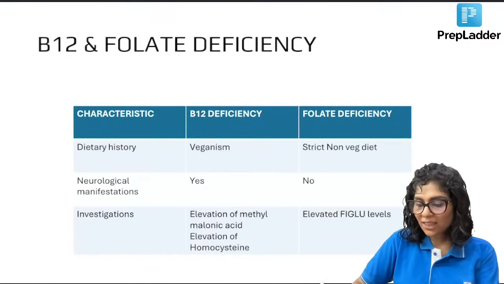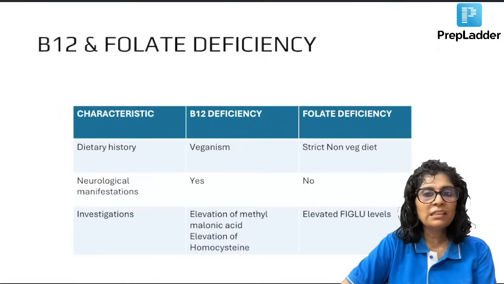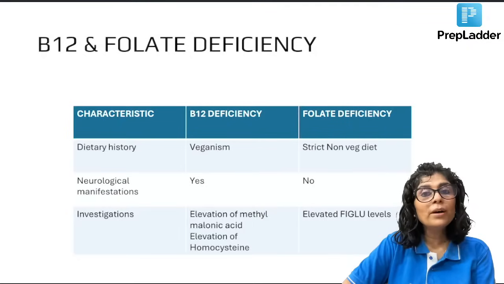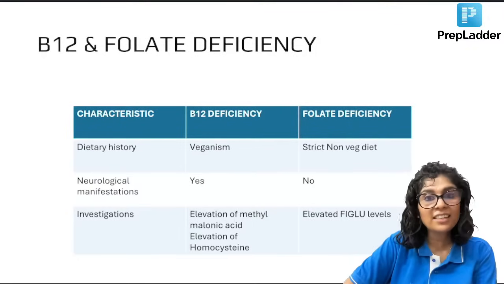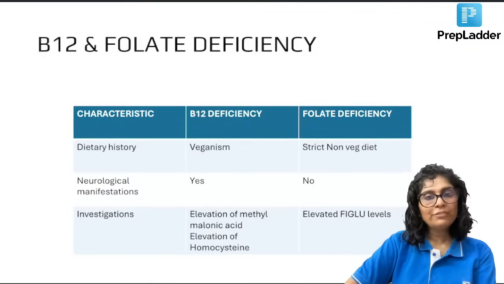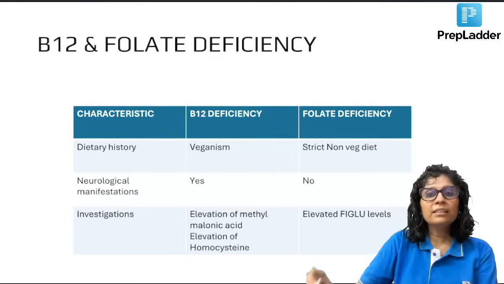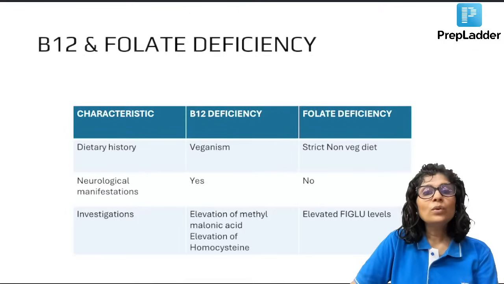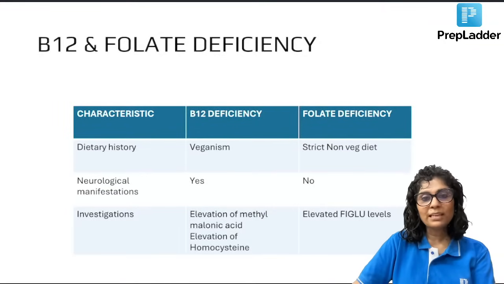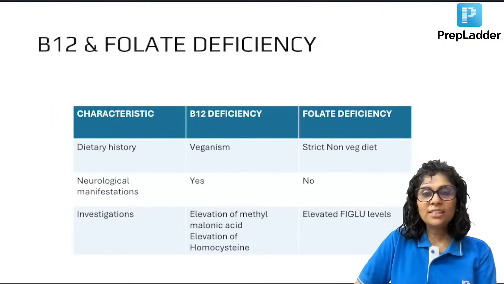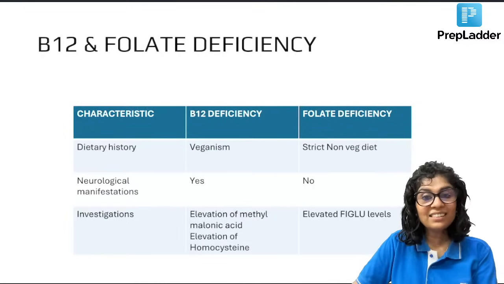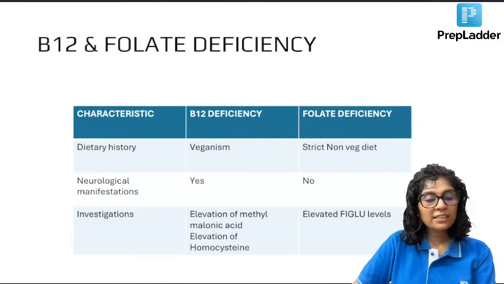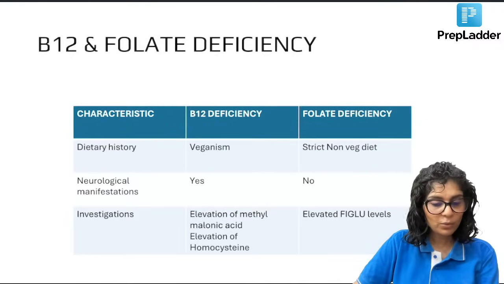So do you all still think that biochemistry is just about cycles and pathways? No, right? How much of diagnosis is dependent on biochemical investigations? Can you see that here? So B12 deficiency, dietary history is veganism. Folate deficiency, dietary history, strict non-vegetarian diet. B12 deficiency presents with neurological manifestations. In B12 deficiency, there is elevation of methylmalonic acid and elevation of homocysteine. Whereas in folate deficiency, there is elevation of FIGLU.